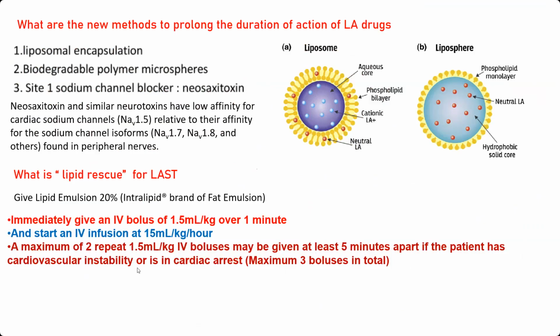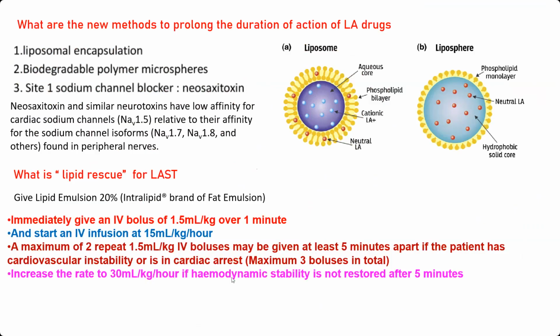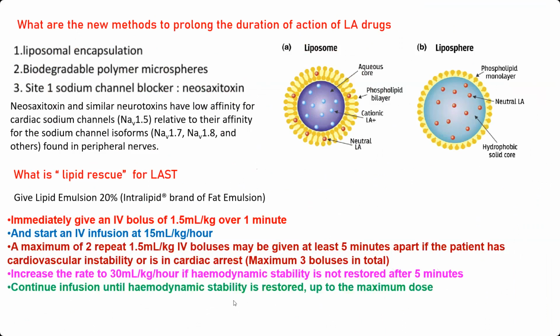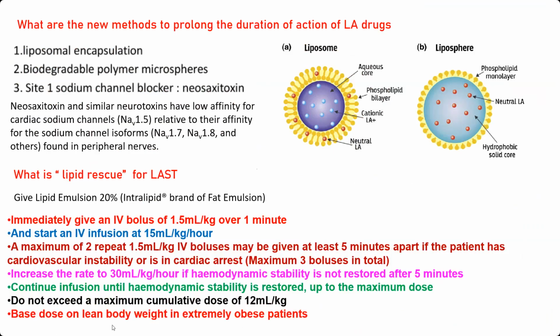if the patient has cardiovascular instability or is still in cardiac arrest, and increase the rate to 30 ml per kg per hour if hemodynamic stability is not restored after 5 minutes. Continue infusion until hemodynamic stability is restored. Do not exceed a maximum cumulative dose of 12 ml per kg, based on lean body weight in the extremely obese patient. These are all the precautions that you have to take.